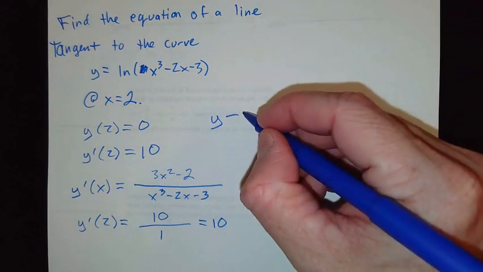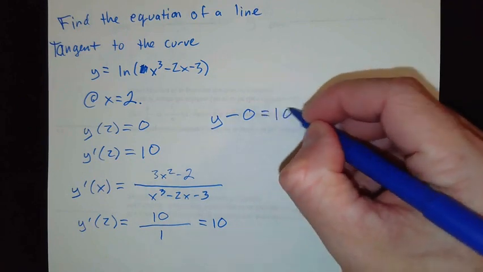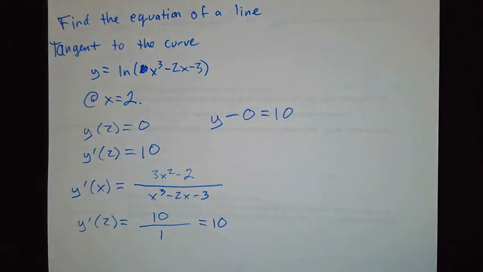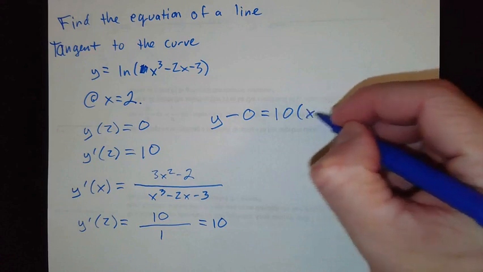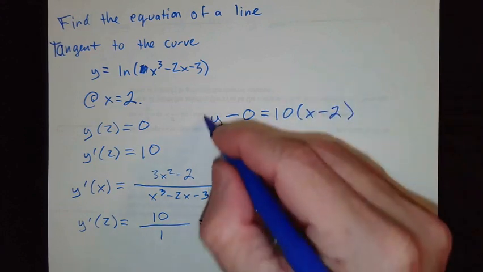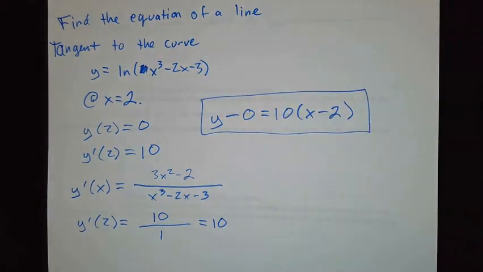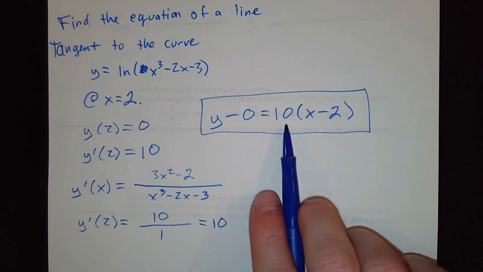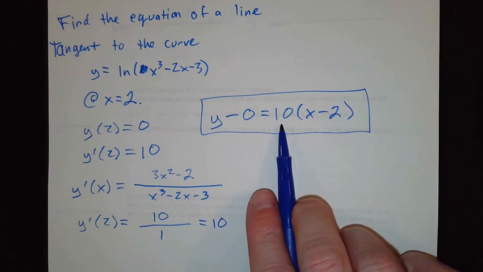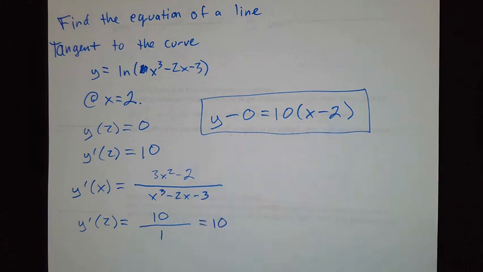y minus the y value equals the slope at that point, the value of the derivative at that point, times x minus the x value. And I really honestly have zero problem with you leaving the answer in that form. If you want to switch it into y equals mx plus b, that's okay with me. But why not keep it here? I can look at this and say the slope is 10, and a point that it goes through is (2, 0). So there we go. Find an equation of a tangent line. One type of problem.